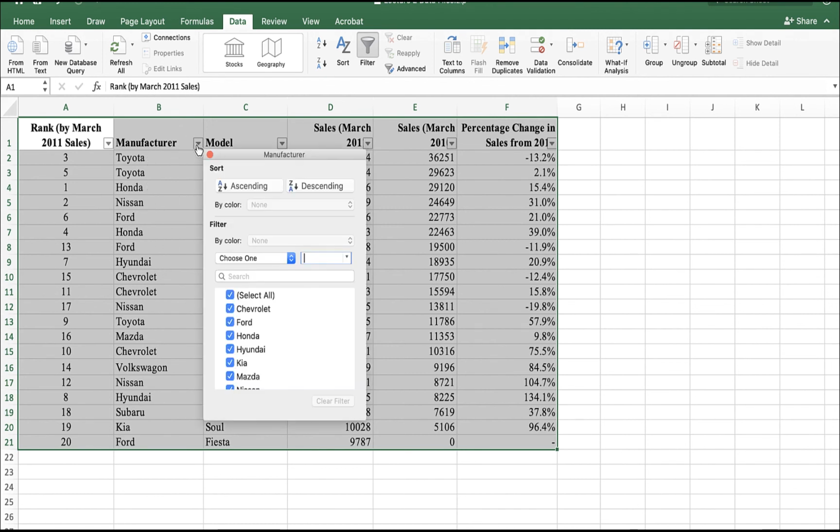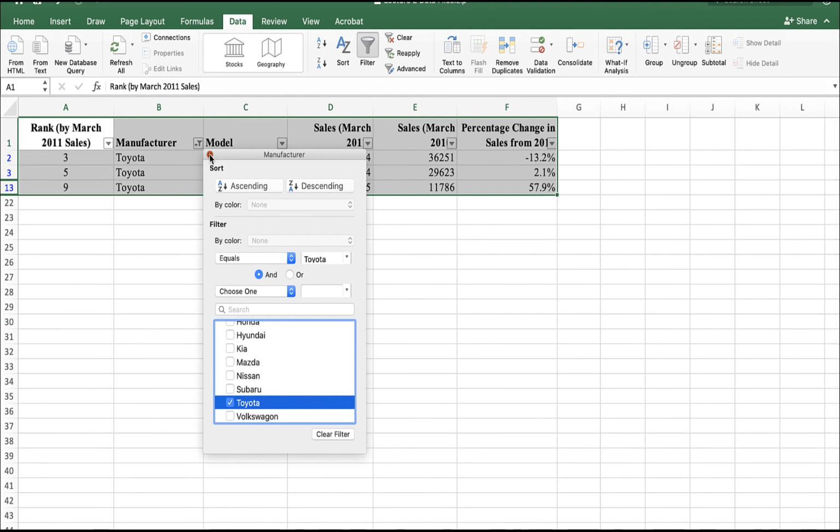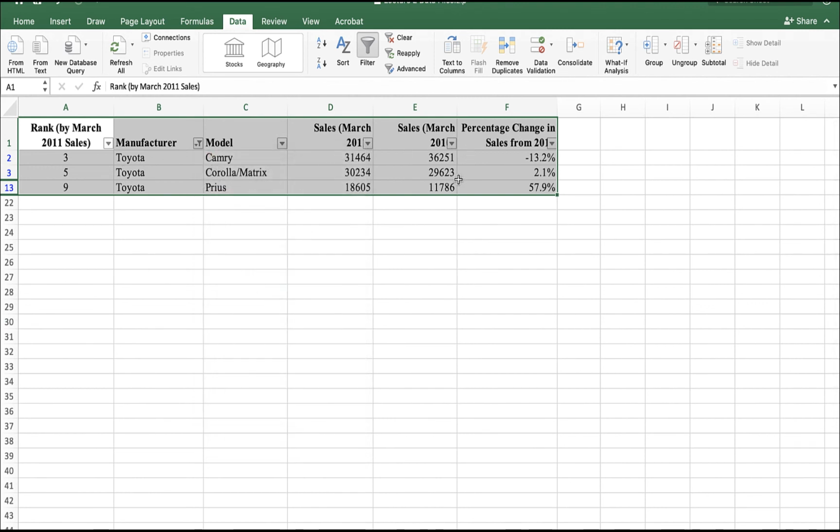Now I only want to see Toyotas, so Toyota is in the manufacturer column. I'm going to click on here, and I can either deselect each one and leave Toyota clicked, or I can press this button here, which deselects everything, then go down to Toyota, click on Toyota, and then all I've got is the Toyota sales. So I've just filtered out everything so I can see Toyota.